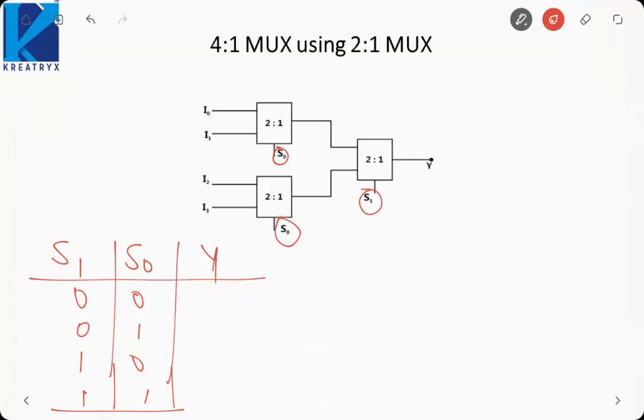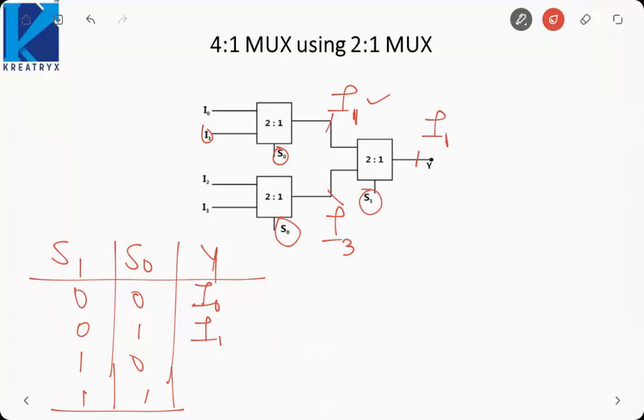Suppose S0 is 0 and S1 is 0. Since S0 is 0, this multiplexer output will be the first input, that is I0. Since S0 is 0, here the output will be I2. But S1 is also 0, so the output will be the first one, that is I0. Now suppose S0 is 1 and S1 is 0. Since S0 is 1, output coming here will be the second one, this I1. S0 is 1, here it will be I3. But S1 is 0, so it will only take the first output, that is I1.